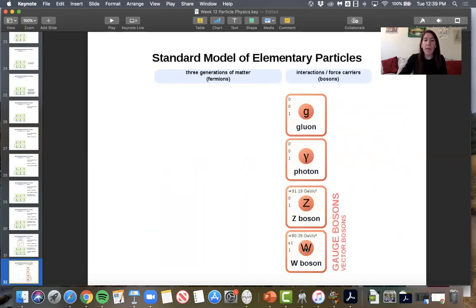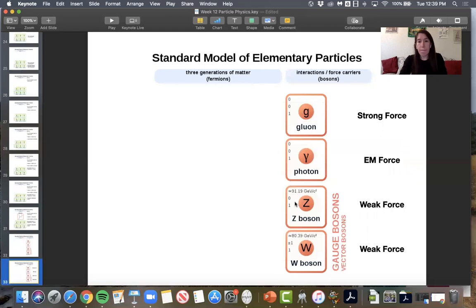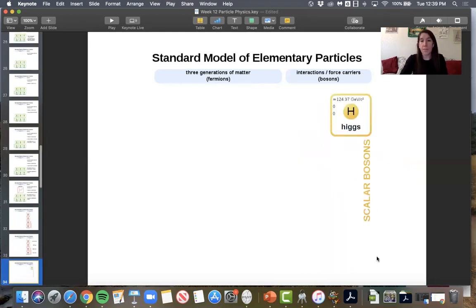Okay, on the other side, we had our bosons. Remember, we have these orange bosons first, which are all spin 1 type particles. What are some facts about bosons? Well, these are said to be the force carrying particles. The gluon, as I said, is the particle which carries the strong force. The photon, which is a particle of light, carries the electromagnetic force. And then the Z and W bosons both carry the weak force.